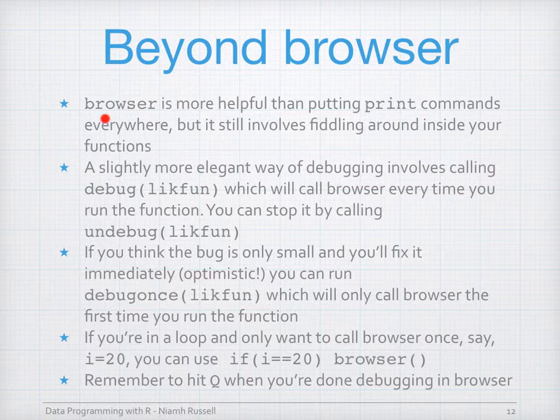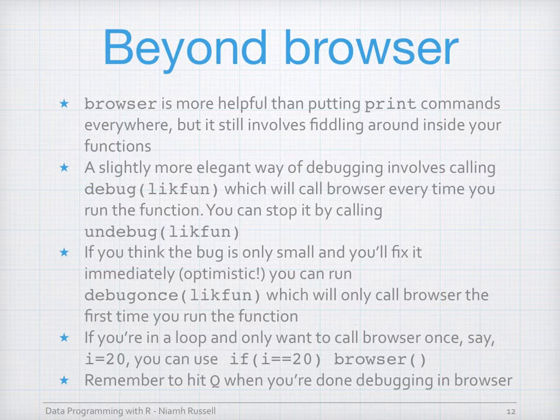The browser function is definitely much more helpful and efficient than putting print commands all over your code, but it still involves fiddling around inside your functions, by which I mean that you have to change your function code in order to use browser. We saw that you had to add the browser open brackets, close brackets line of code into your function. So we have to rerun the function with the browser command in it. And then once you're happy that you've sorted all your problems, you then have to rerun the function again with the browser command removed.